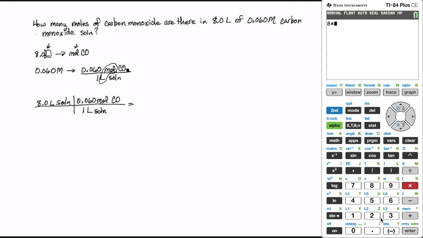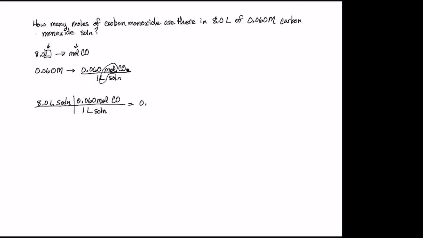So we have 8.0 times 0.06, which gives us 0.48 moles of CO. The next thing we need to do is make sure we have the correct number of significant digits. This is multiplication and division, so the result should have the same number of digits as the measurement with the fewest.